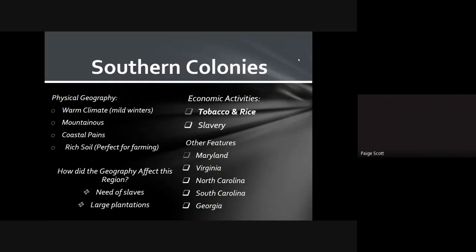How did the geography affect this region? With this region being so huge and with the large plantations, they did need slaves to help take care of these plantations. And then for other features, I did add the states within this colony. These states were Maryland, Virginia, North Carolina, South Carolina, and Georgia.